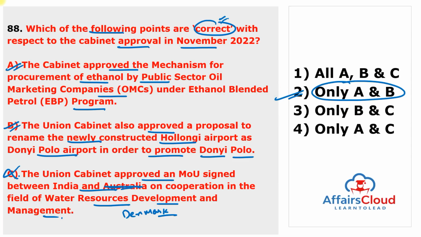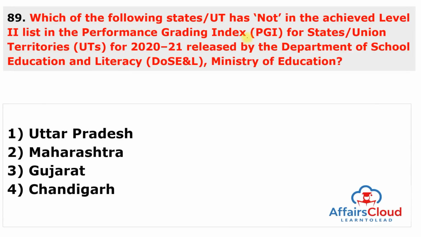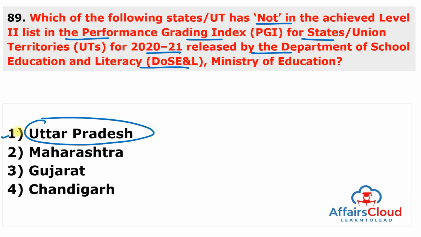Moving to the next question. Which of the following states or union territories has not achieved the level 2 list in the performance grading index for the states and union territories for 2020-21, released by the Department of School Education and Literacy under the Ministry of Education? The answer of this question is Uttar Pradesh. The answer is 1.